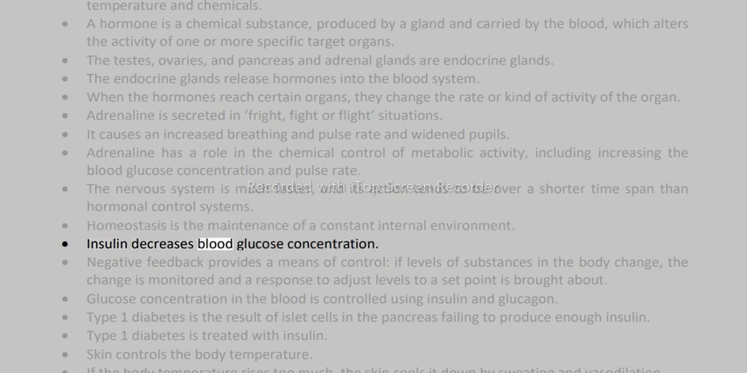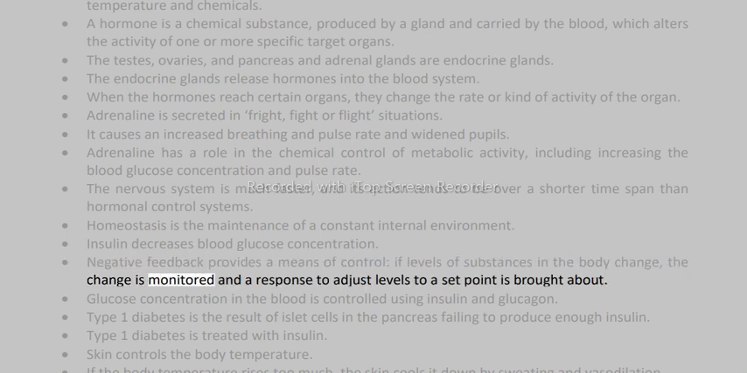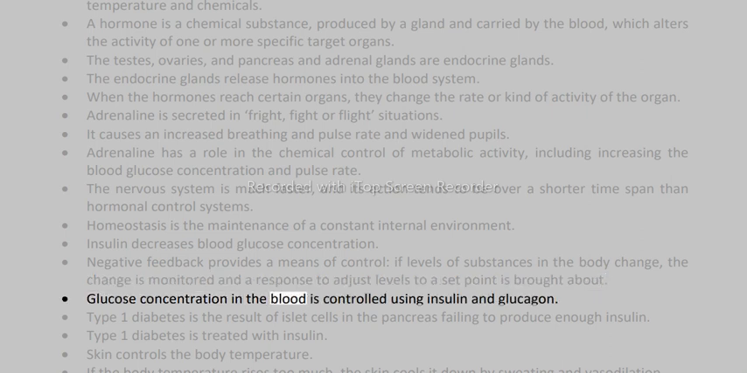Insulin decreases blood glucose concentration. Negative feedback provides a means of control. If levels of substances in the body change, the change is monitored and a response to adjust levels to a set point is brought about. Glucose concentration in the blood is controlled using insulin and glucagon.